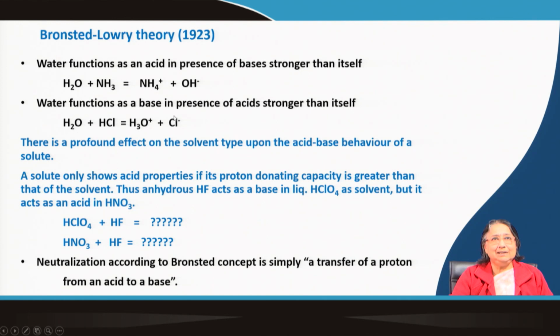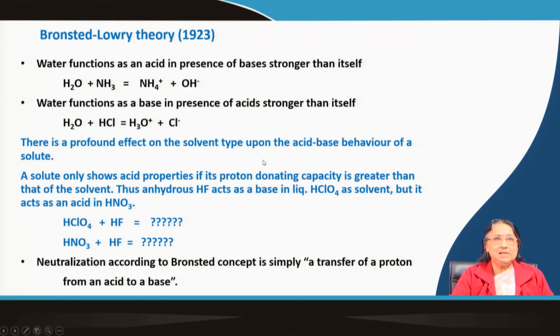In this reaction you can see that HCl is a stronger acid than water, that is why. So, everything is relative. You have to think which is the better acid and which is the better base, and only then can you decide which will act as an acid and which will act as a base. There is a profound effect which tells us that the solvent has an enormous effect in deciding which will be an acid and which will be a base.